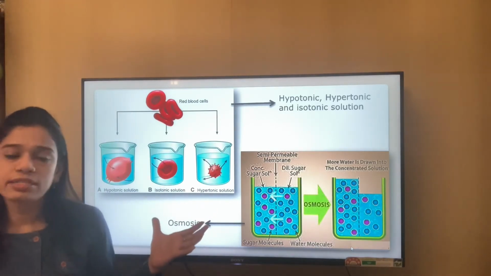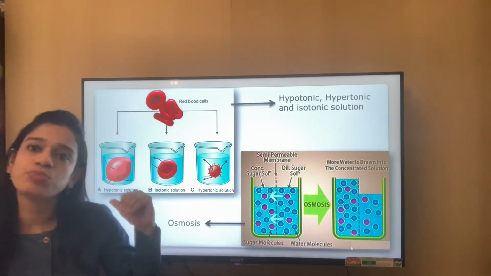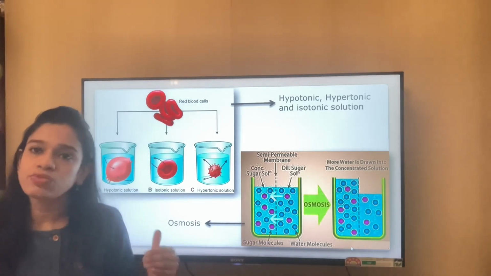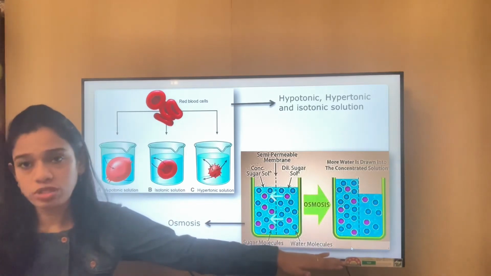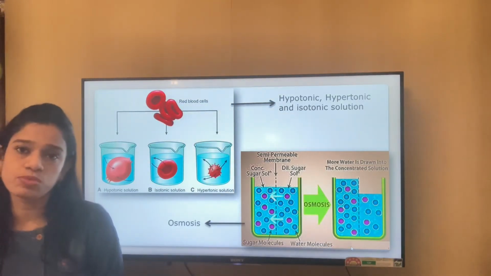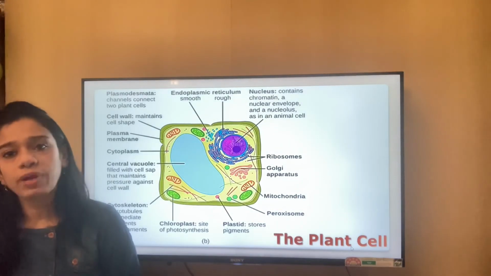You must understand and remember what happens when a cell is put into a hypertonic solution, a hypotonic solution, as well as an isotonic solution, and what the process of osmosis is, and what effects it brings about. Now let's go on to the plant cell.